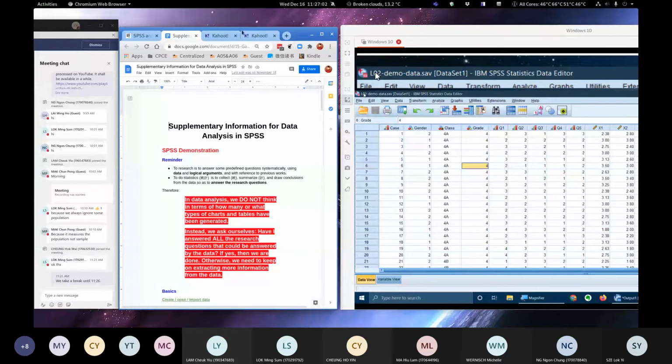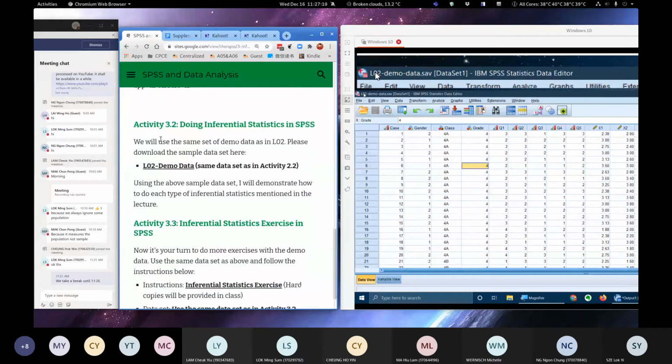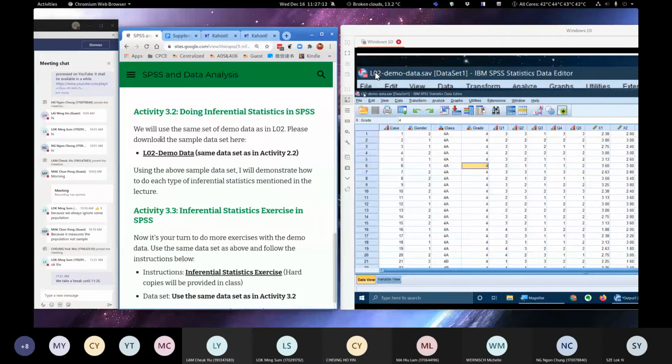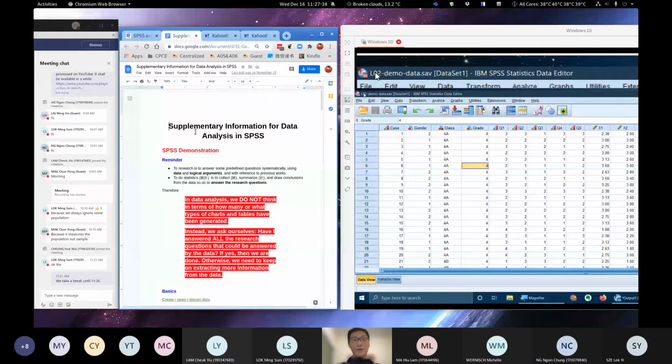Let's work on the SPSS demonstration. If you are with your web browser, you can go to activity 3.2 here. If you have SPSS at home, you can download this data file. I am using this data file, which is the same one as last time for our demonstration. You can also open this link. This is the same supplementary information from last time. And inside here, you see the Google document.